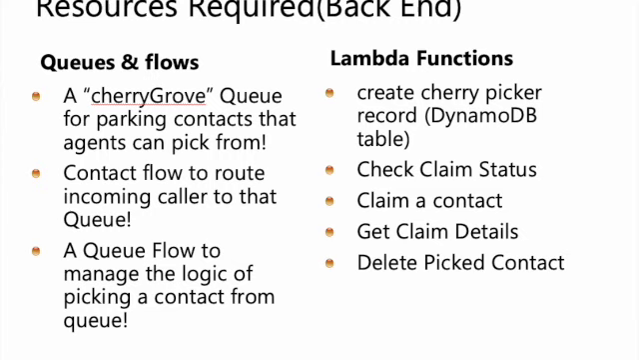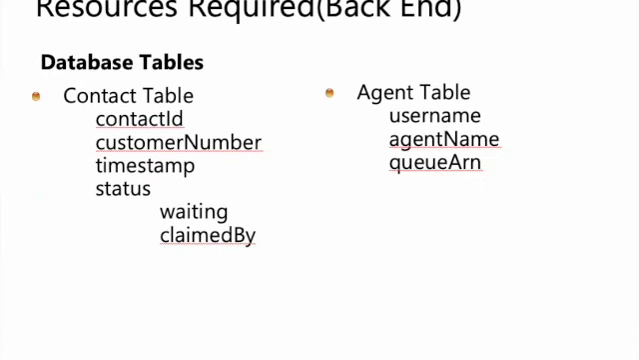There were a number of Lambda functions that we had to create. So we created one that would record the incoming call to a database. We have another one that's checking the claim status. We then claim that contact, and we get the details, and we have to eventually delete that record from the database. The resources required on the back end are a Dynamo table.